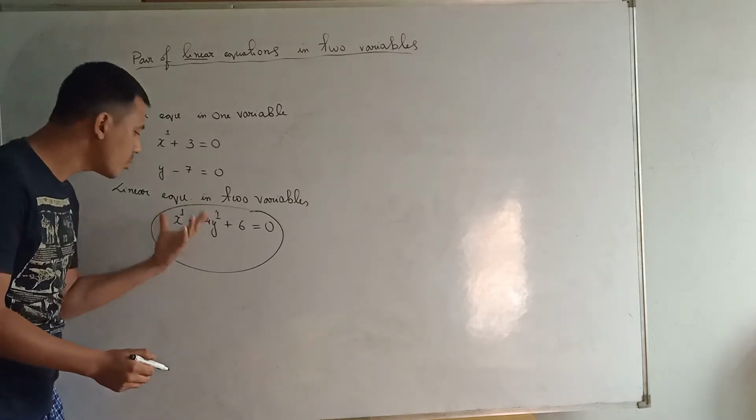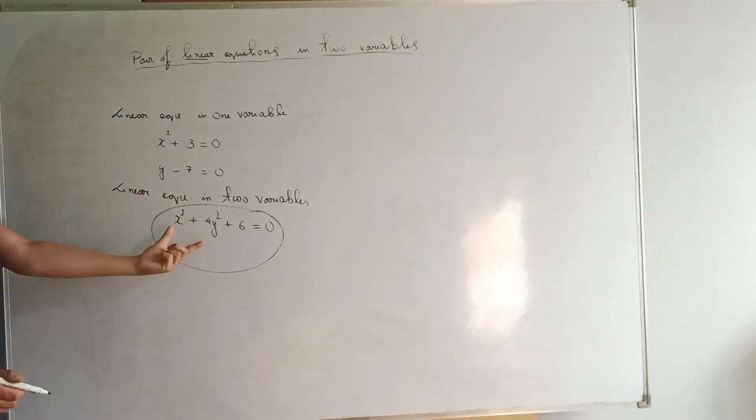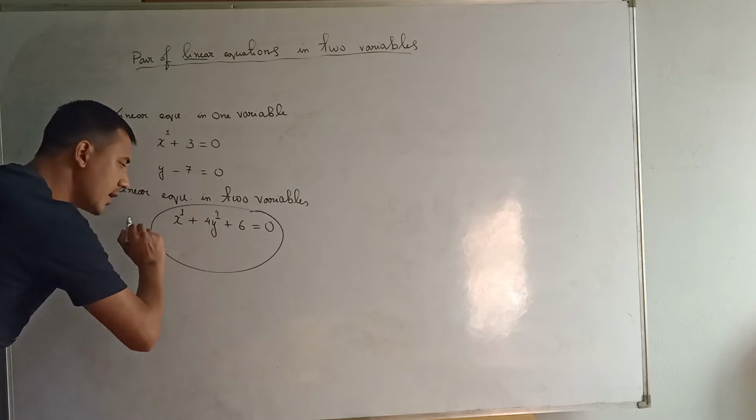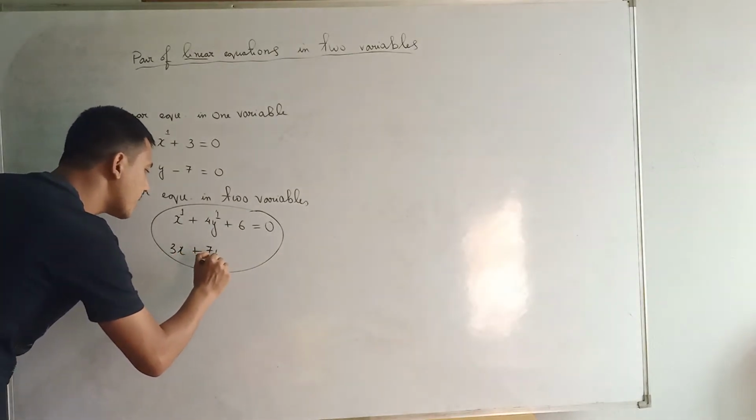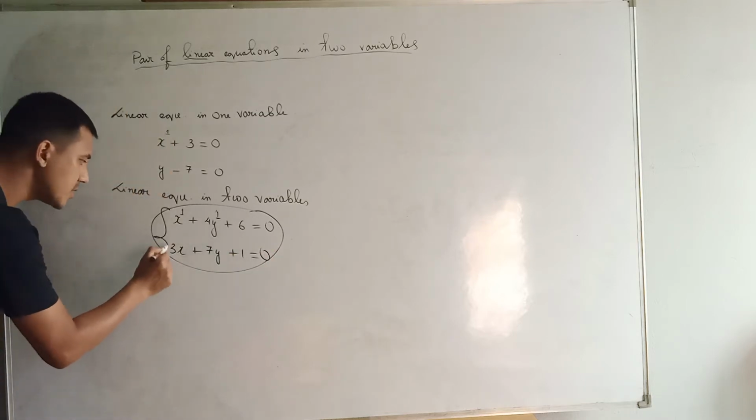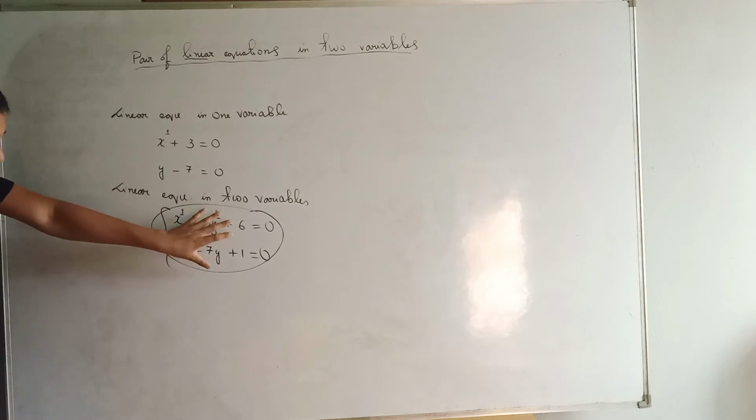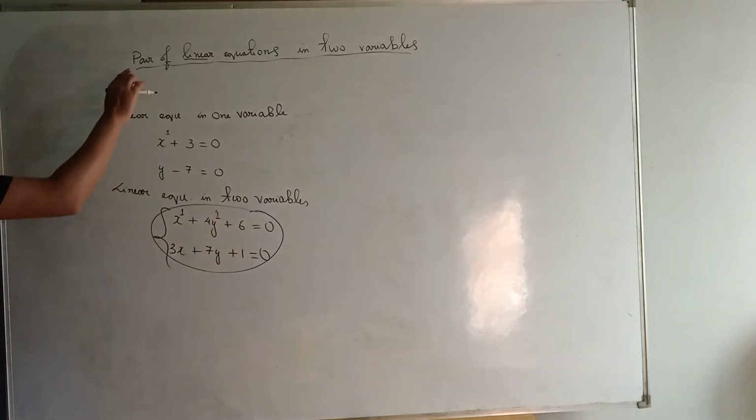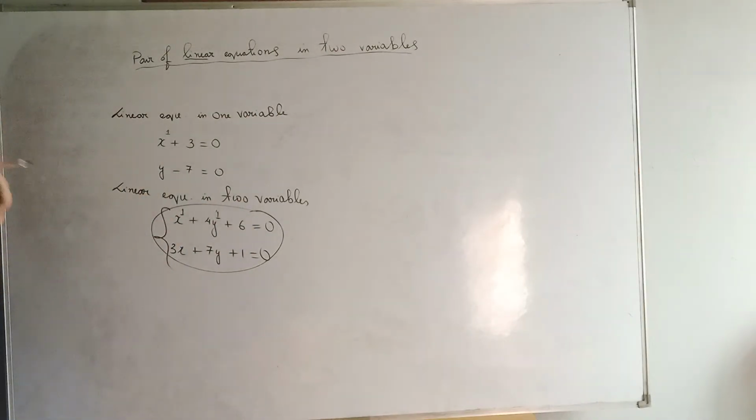And if we write two such equations, this is one equation, right? We can write another equation of this type: 3x plus 7y plus 1 is equal to 0, see? Now how many equations altogether? Two. Pair. Now we write them in pair. So pair of linear equations in two variables. So this is your chapter.